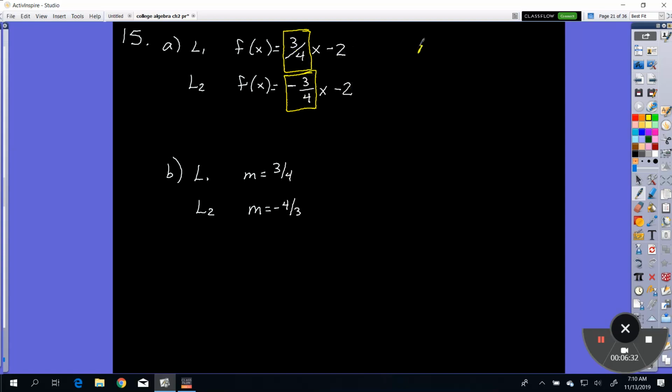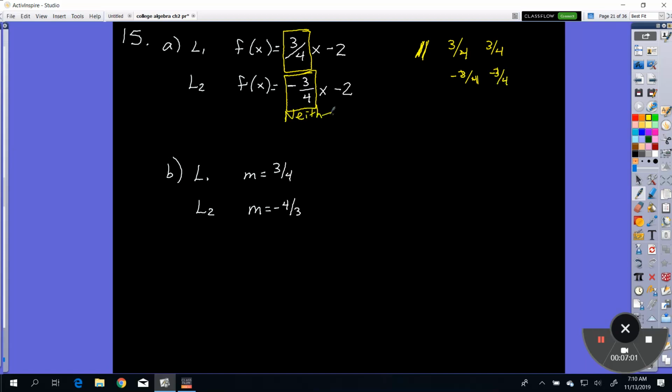But in order to be parallel, those two little lines, the slopes have to both be exactly the same. So either 3/4 and 3/4, or negative 3/4 and negative 3/4. And since that's not the case, these are neither.